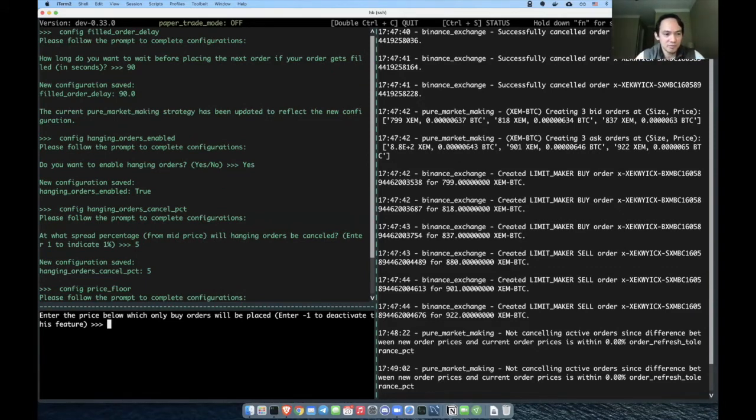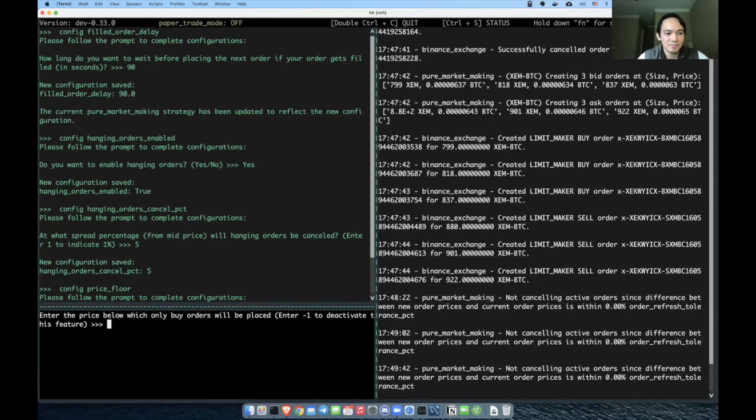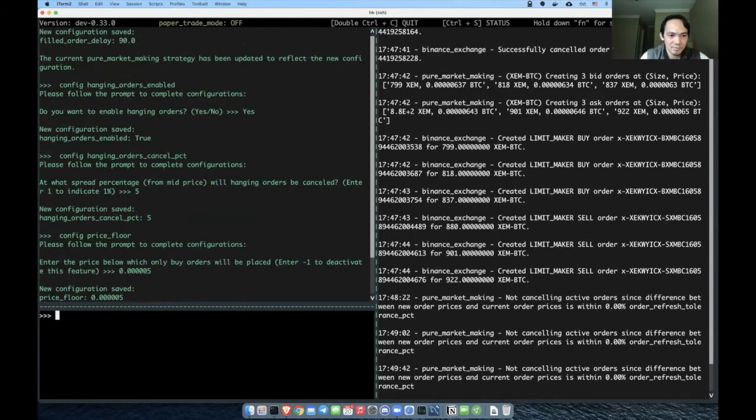I guess so. ZIM BTC price right now, let's say it's 0.0000636, something like that. So let's say I put something like 0.00005. What that does is if prices ever drop to that level, then the bot will only make buy orders and it will stop making sell orders.